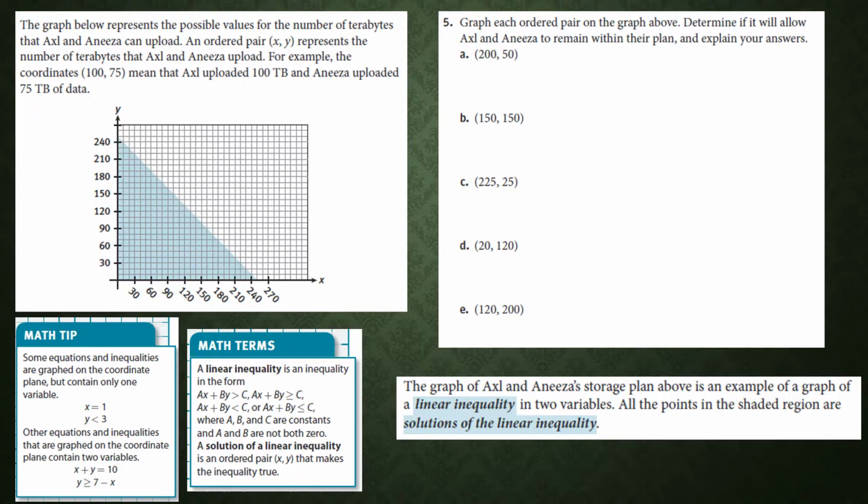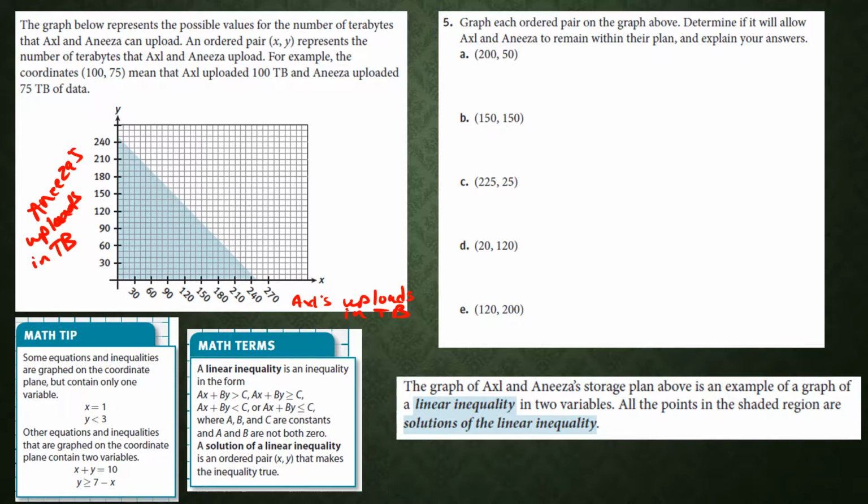So all of this, well, we're going to get to that in a second, but this shaded area in here in the blue part represents all of the different combinations of uploads that they'd be allowed to do. Remember, the x-axis is Axel's uploads in terabytes, and these are Anisa's uploads. It always helps to have labels on a graph, or you've got a fairly useless graph that you don't have any information about. So, a couple tips.